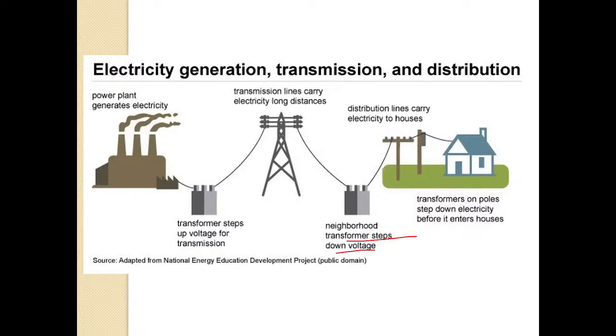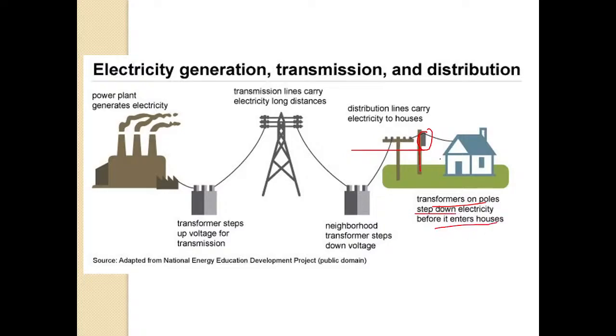It is transmitted once again through the transmission line. This is also a tower, a single phase tower. This is a three-phase tower. Here you can see one more transformer placed on the pole. On this pole a small transformer is fixed. The purpose of the transformer is to once again step down the voltage. Transformers on the poles step down electricity before it enters the house.